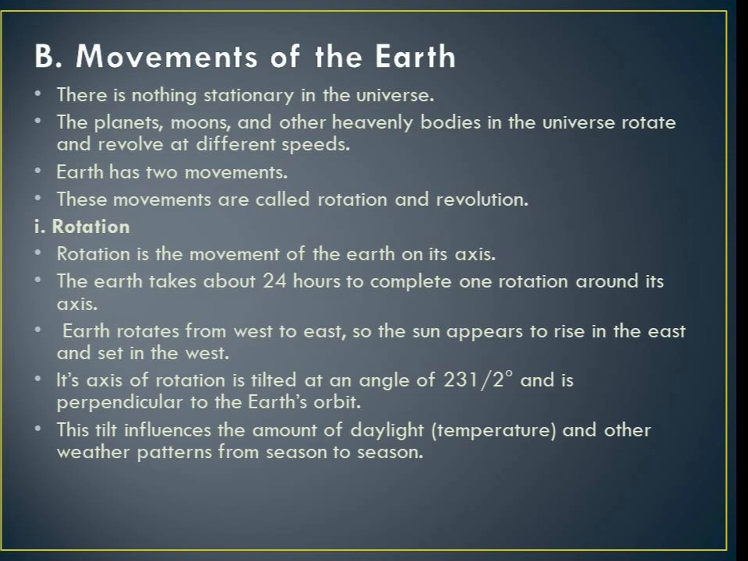So the Earth's axis of rotation is tilted at an angle of 23.5 degrees, and it is perpendicular to the Earth's orbit. The tilt of the Earth's axis influences the amount of daylight, temperature, and other weather patterns.